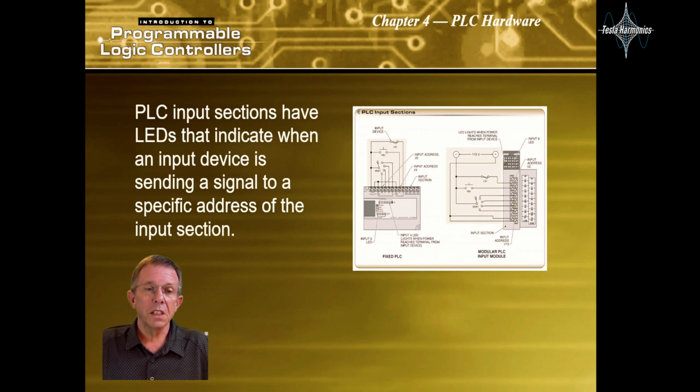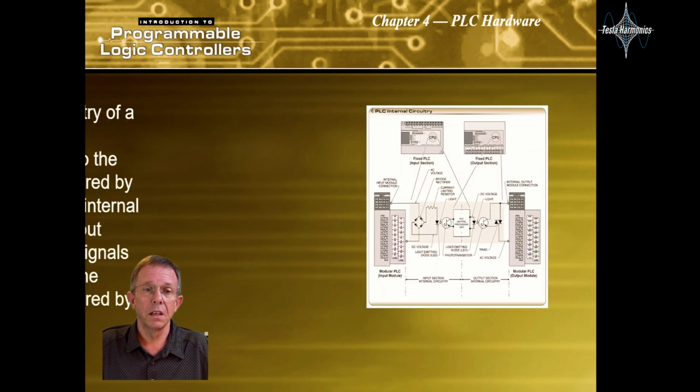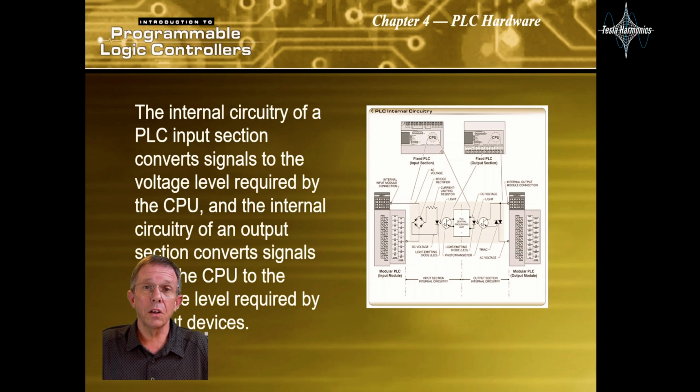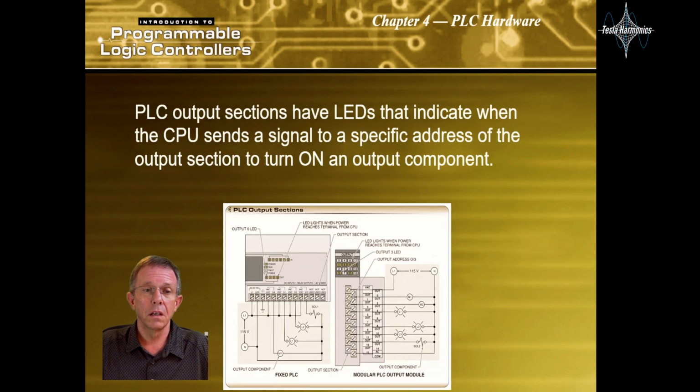PLC input sections have LEDs that indicate an input device is sending a signal to a specific address of the input section. The internal circuitry of the PLC input section converts signals to the voltage level required by the CPU, and the internal circuitry of an output section converts signals from the CPU to the voltage levels required by output devices. PLC output sections have LEDs that indicate when the CPU sends a signal to a specific address of the output section to turn on an output component.